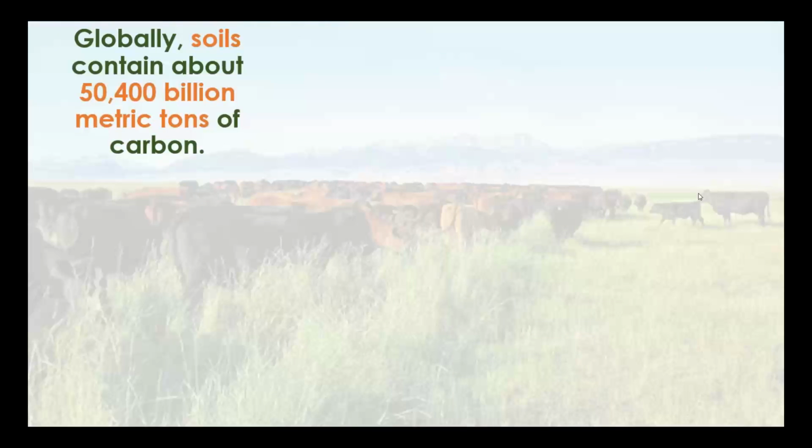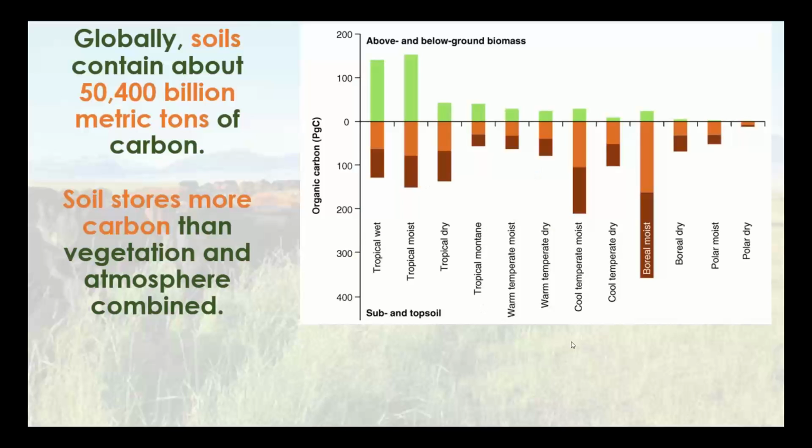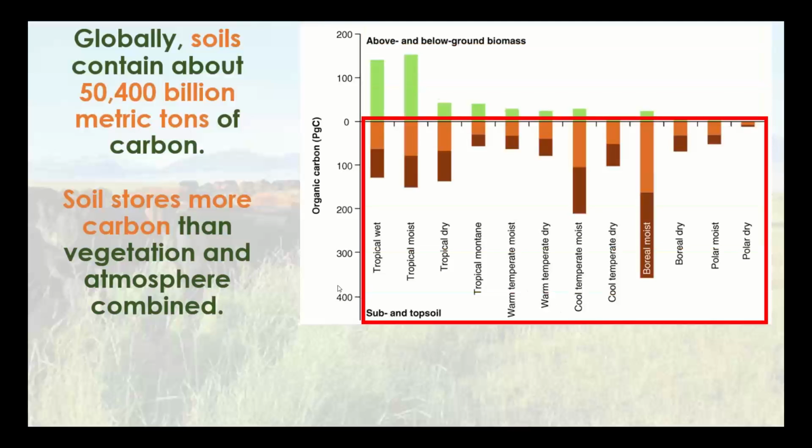Globally, soils contain about 50,400 billion metric tons of carbon. To give that a little perspective, a metric ton is a little over 2,000 pounds. So that's a lot of weight of carbon in soils. Soil stores more carbon than vegetation and atmosphere combined. The ocean is the largest reservoir of carbon, about 77% of global carbon stores, followed by soils, which store about 5%. Then atmosphere and vegetation each store about 1.5% of global carbon. Most of that carbon, like I said, is stored in soils.